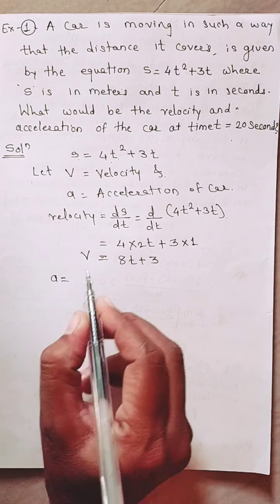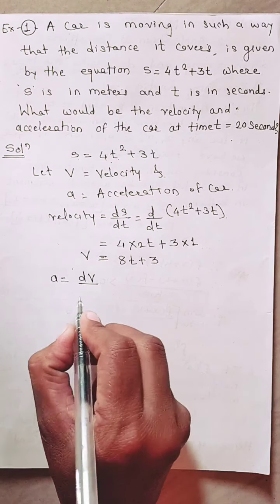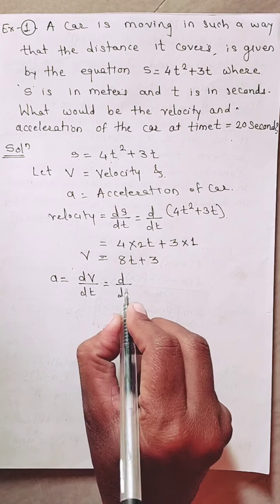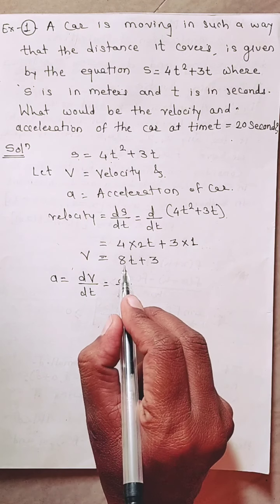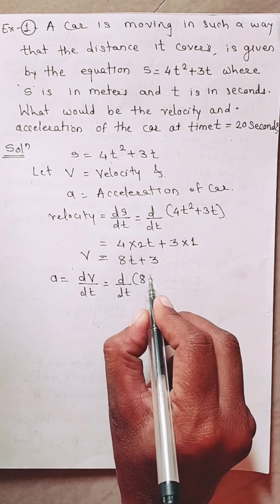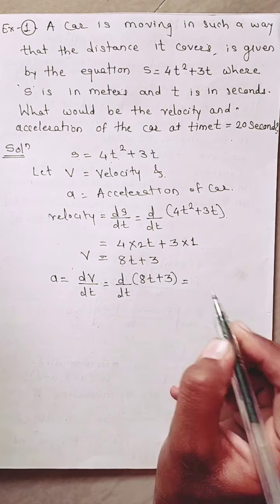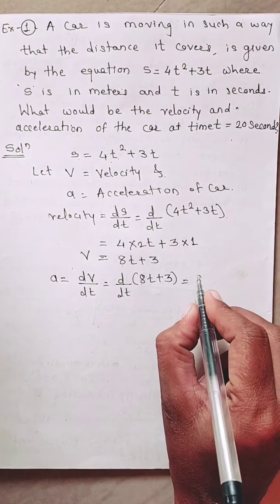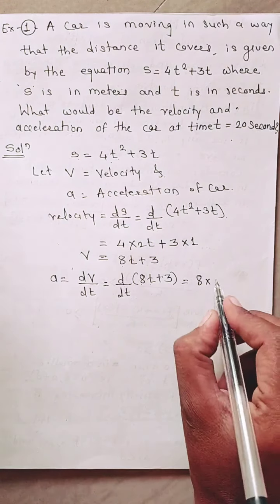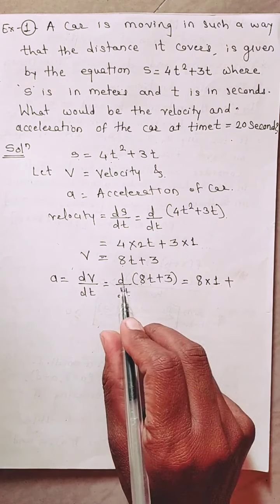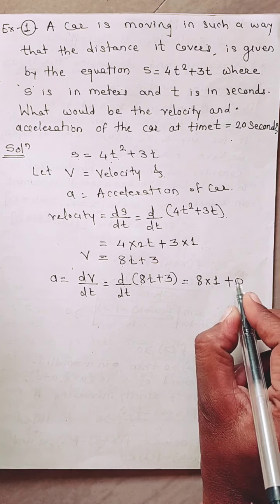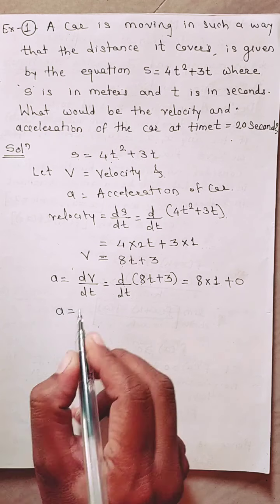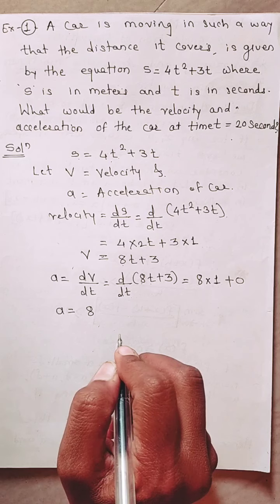We know that acceleration is equal to the rate of change of velocity with respect to time, which is equal to d/dt of velocity. We know the velocity is 8t + 3. Therefore, we have to find the derivative of 8t + 3. First, 8 is constant and derivative of t is 1, plus derivative of 3 is 0, because the derivative of any constant is equal to 0. Therefore, acceleration a is equal to 8.